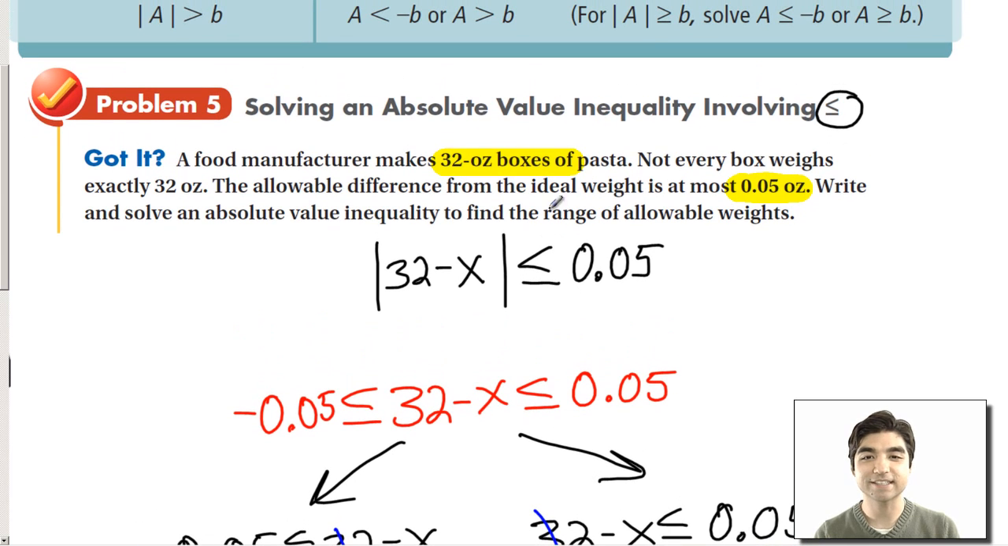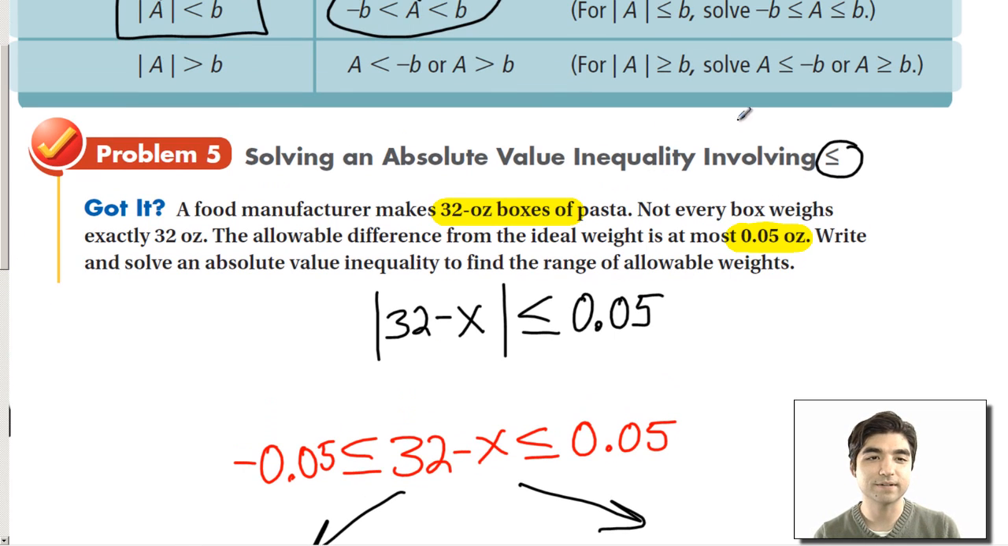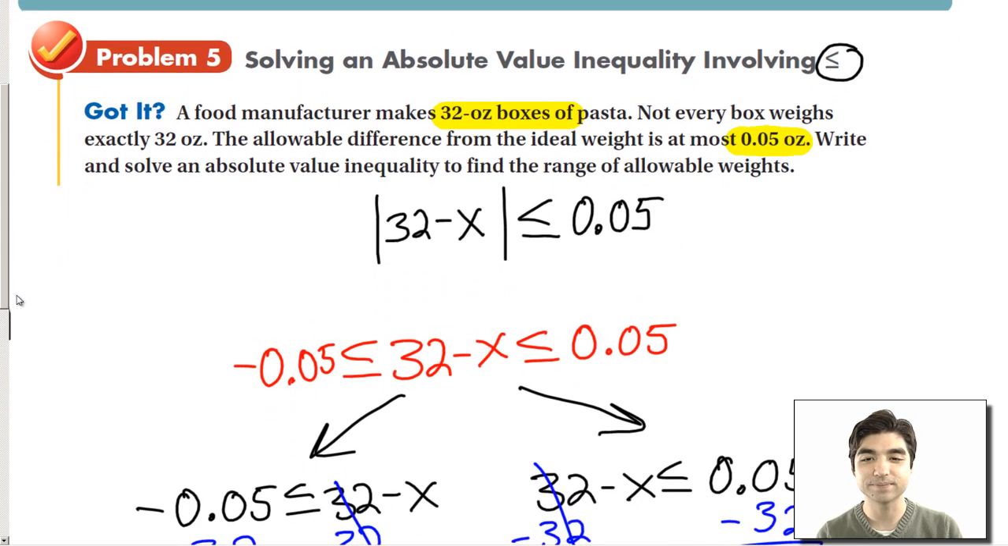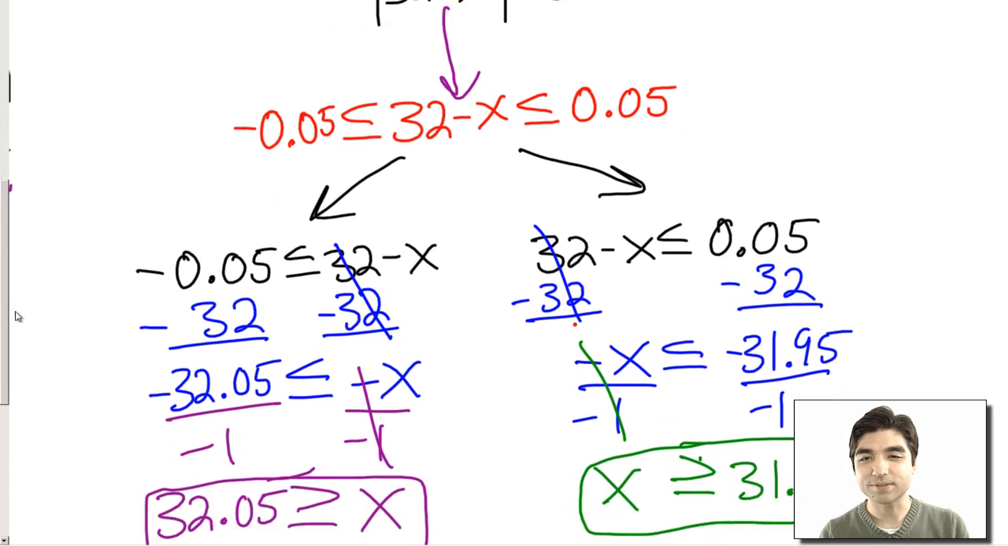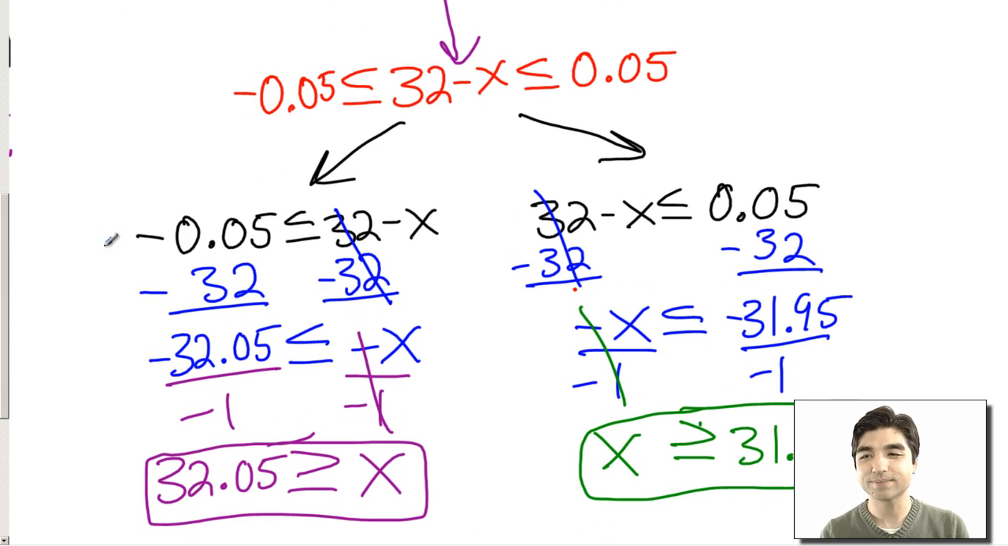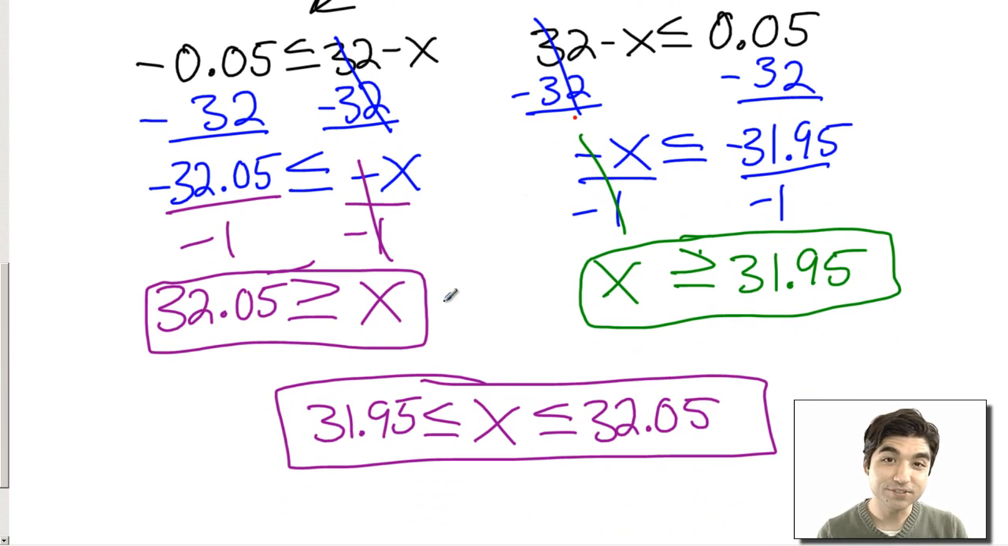Okay, so we did a lot in that example. We extracted information from the text to create an inequality, and then we used what we knew about a less than situation of an absolute value. We took the middle part of the absolute value stuff, put it in the middle here, then wrote the positive and negative versions of this, and then broke those up into two separate inequalities, solved those two separate inequalities, and then stuck them back together at the end.